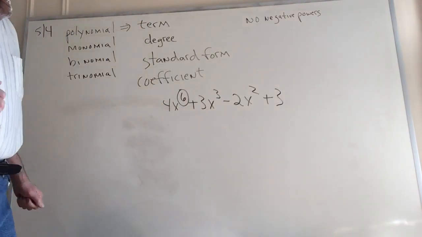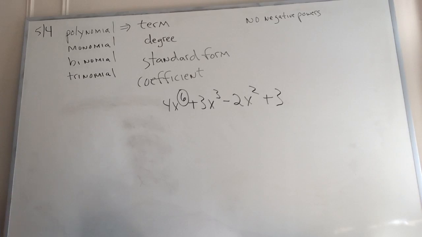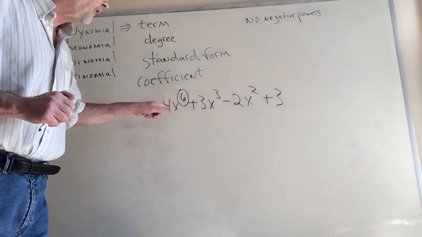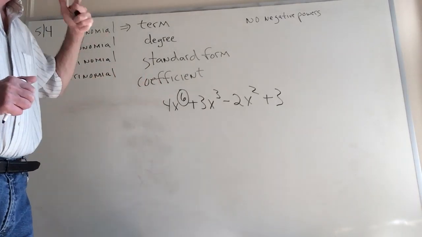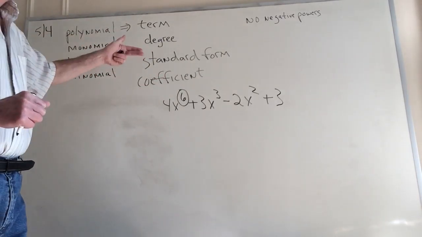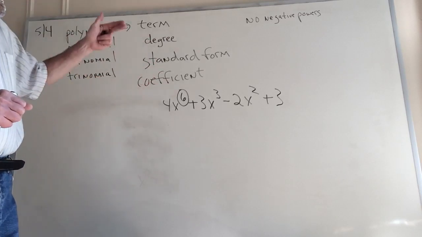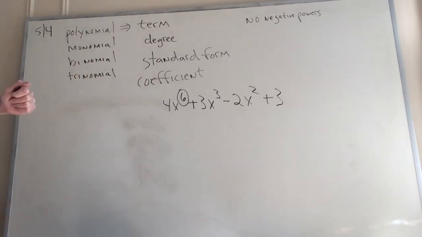And the degree is the highest power of a polynomial. So in this case, this is 4x to the 6th power, and the 6 defines the polynomial. And that is, the highest power is called the degree of the polynomial.